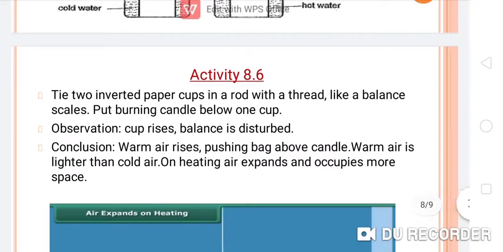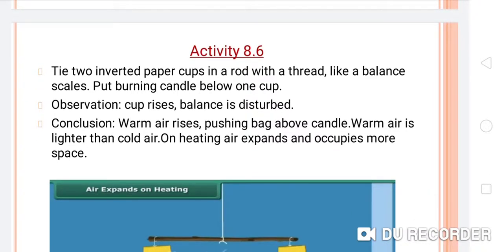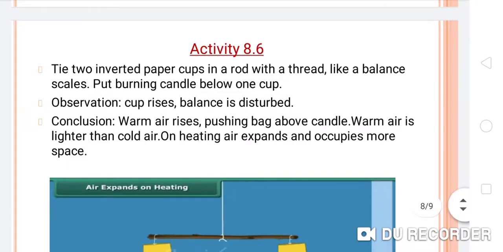Now let's see, students, activity number 8.6. Tie two inverted paper cups on a rod with a thread like a balance scale. Put a burning candle below one cup. Observation: the cup rises, the balance is disturbed. Why? Conclusion: warm air rises, pushing the cup above the candle. Warm air is lighter than cold air. On heating, air expands and occupies more space.